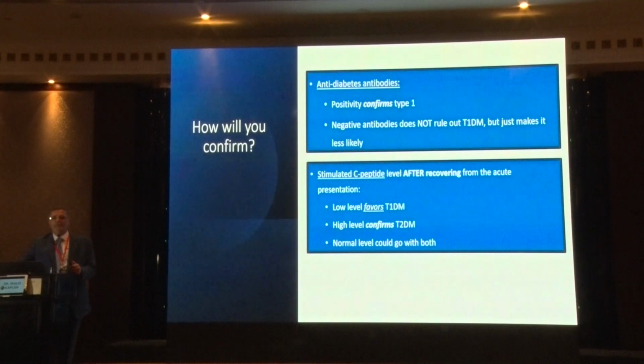So if you need to know if your patient can make insulin, increase their blood sugar, and you would expect that when the blood sugar is high, they will make more insulin. So you measure it, and if it's high, it's type 2. If it's low, it is type 1.